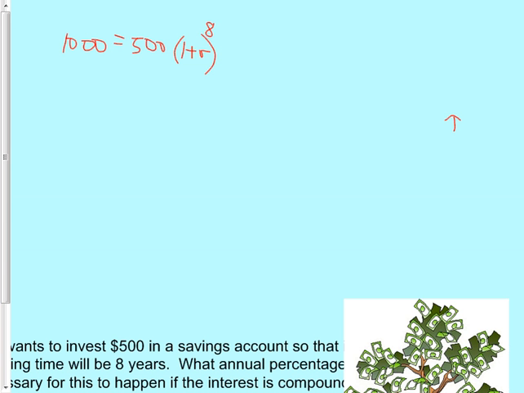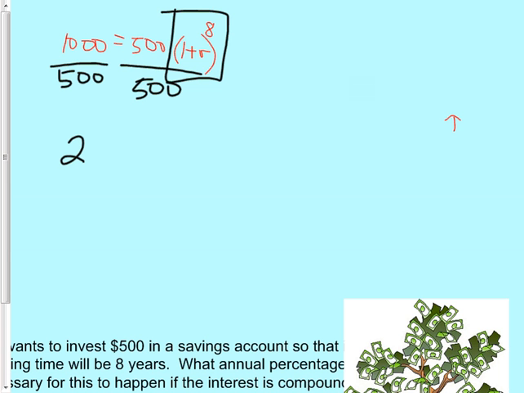How do you solve that? First step, you want to divide by 500. You're always trying to get the chunk, the clump alone. That's the clump. You try to get that alone. So we have to divide by 500 on both sides. And that works nice because 1,000 divided by 500 is 2. Equals 1 plus r to the 8th.